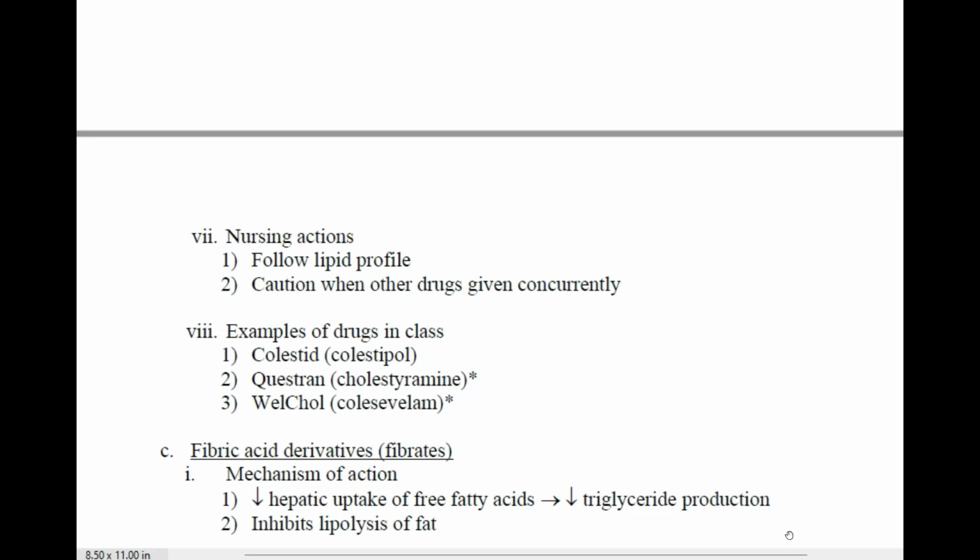Examples of the drugs in this class: there's Colestid or Colestipol, Questran or cholestyramine, Welchol or Colesevelam. Those are common medications, and again, the ones with the asterisk, those are the prototypes that we want you to remember for this class.